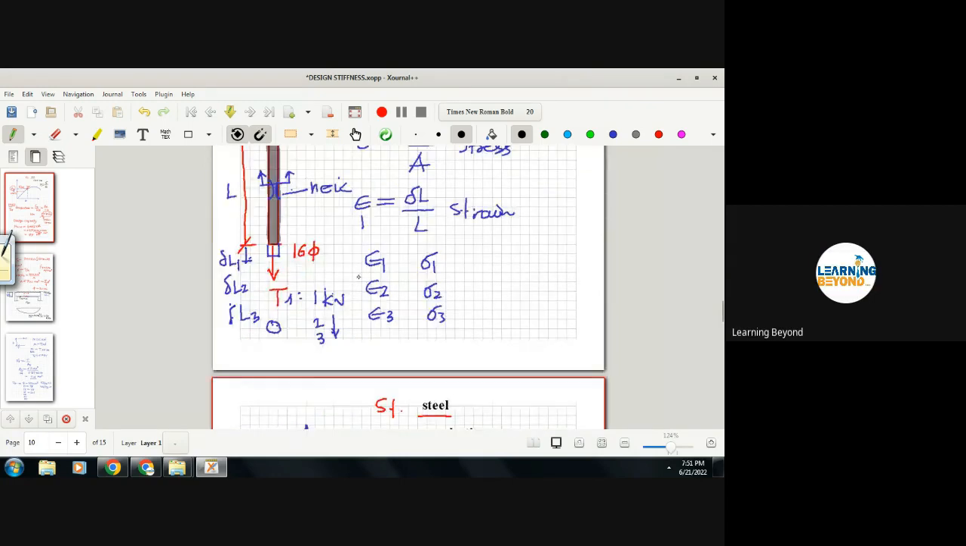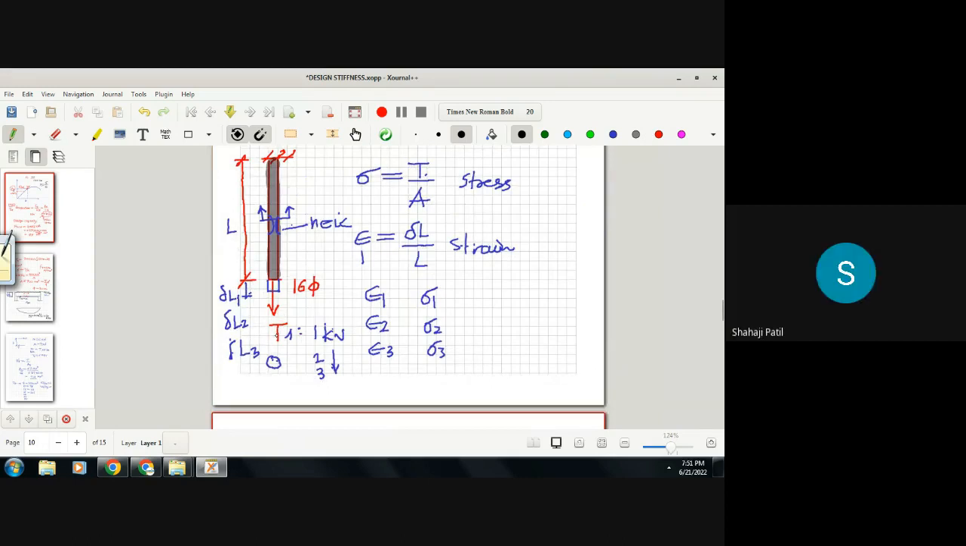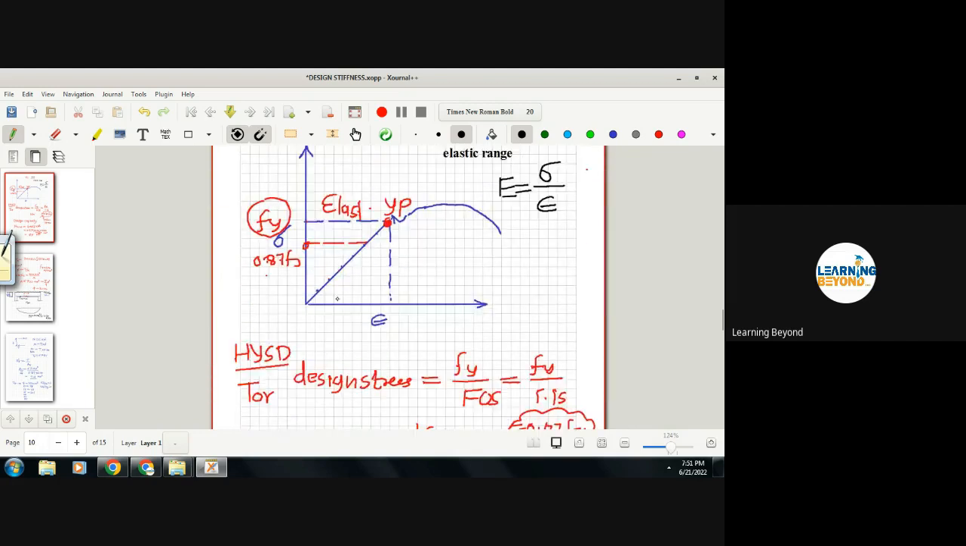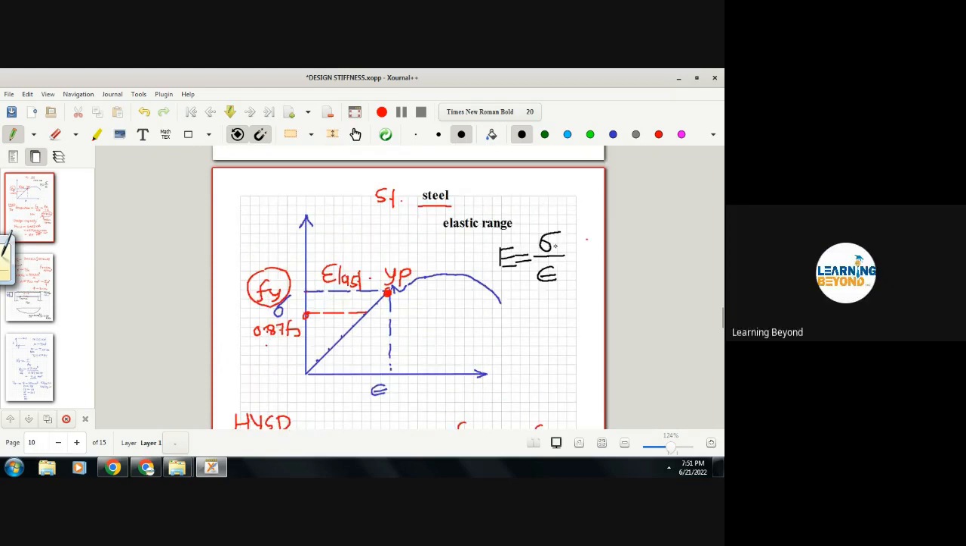The meaning is, if you apply a tension force, it will elongate, and if you remove this tension, it will again come back to its original position. The maximum force up to which it regains its original position, we call the elastic force. The stress corresponding to it is the elastic stress, that is, the yield stress, we can say. And the ratio of stress upon strain is the elastic modulus or modulus of elasticity. So this is also an important term in design.